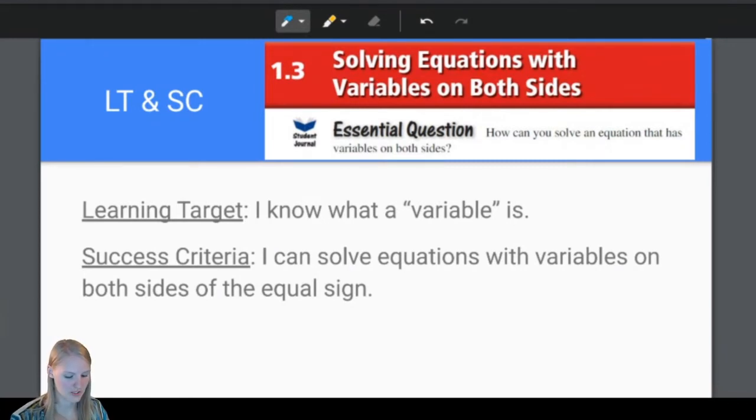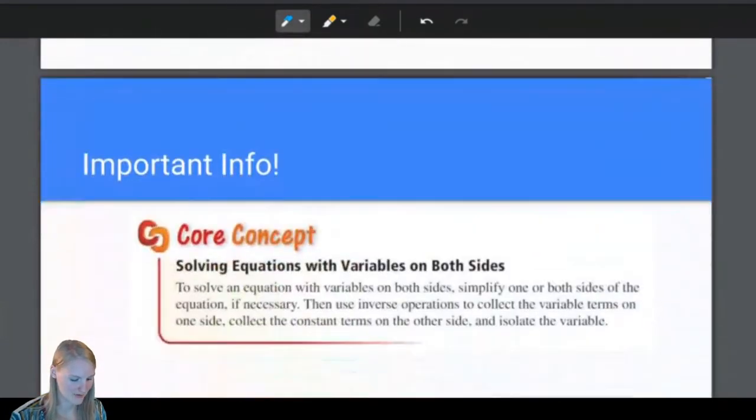So our learning target is that you know what a variable is. We've talked about it before, but you need to know what it is. The success criteria is that you can solve equations with variables on both sides of the equal sign. Not too bad. I think we should have a fun time of it.